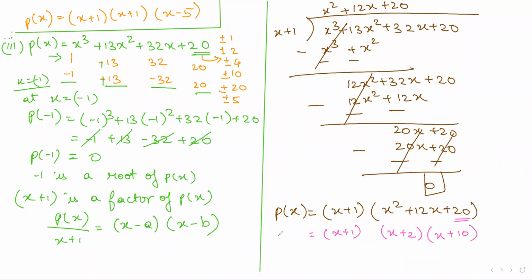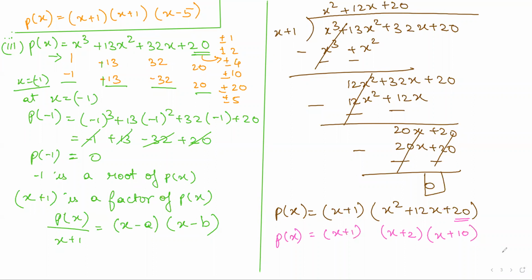I'll use the same shortcut for the next question as well, so you can understand it better. But you should factorize it by using the middle term splitting method, and the steps should be shown in your paper.